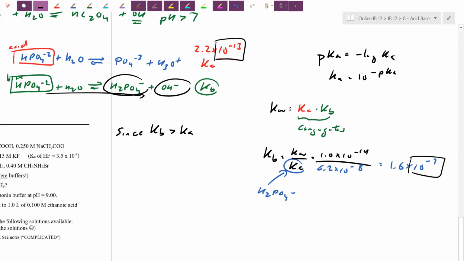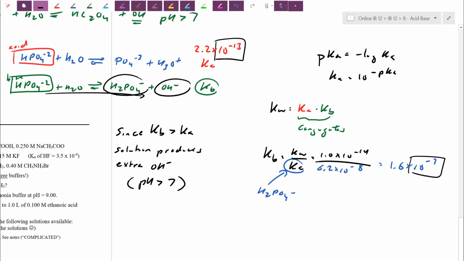Since Kb is bigger than Ka, the solution forms extra OH minus, and therefore your pH is bigger than 7. We're using 7 as a dividing line because I'm always expecting that we are at 25 degrees, but that's what we do from there.